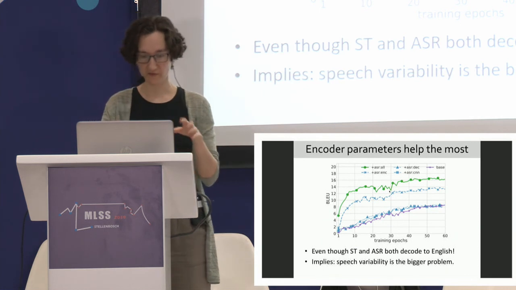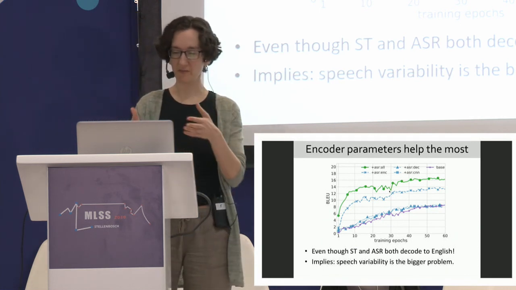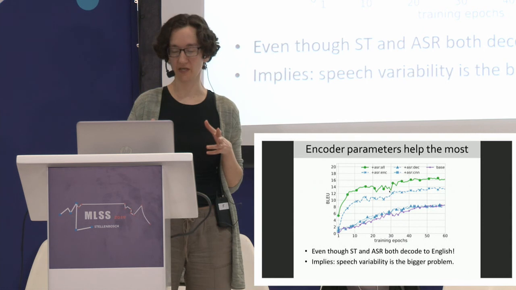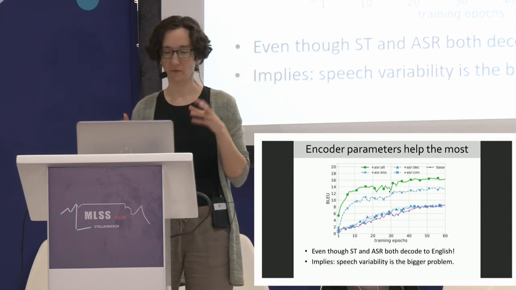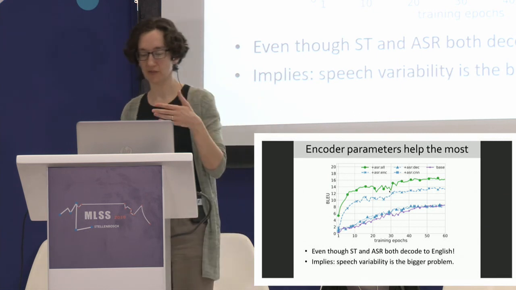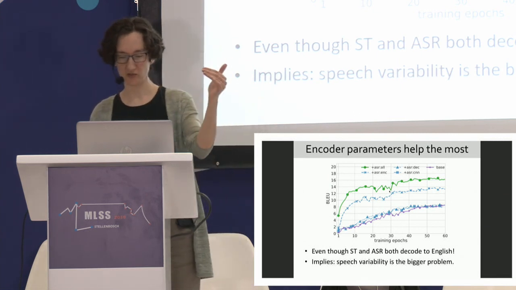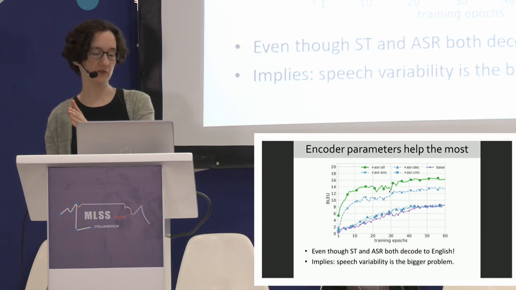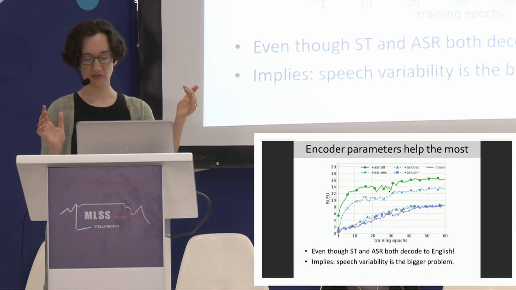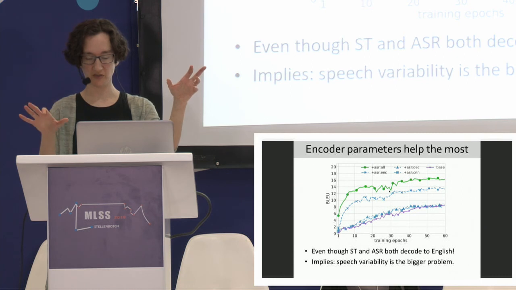So there's a lot of stuff showing on this, but basically the bottom line of this figure is that it's actually the encoder parameters that really are helping us, right? So the encoder is the part that's going from the speech to internal representation. That's kind of interesting because actually our speech recognition system is going from English speech to English text, and our translation system is going from Spanish speech to English text.